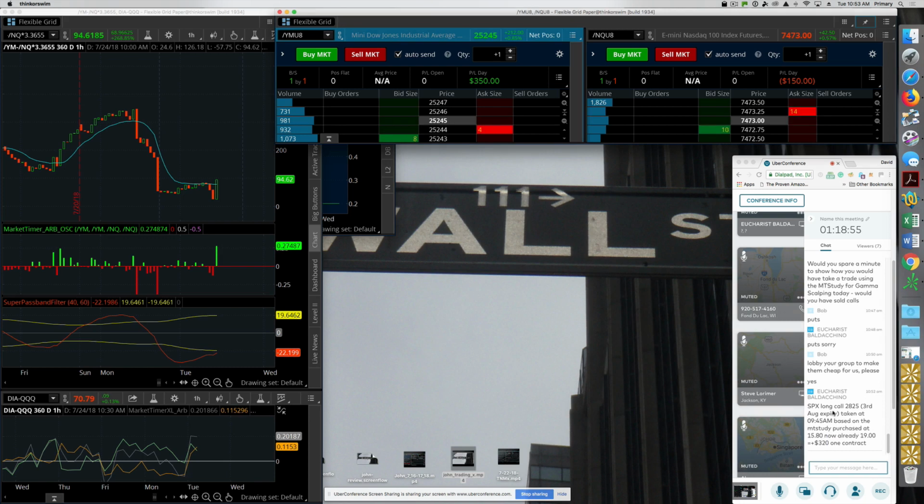The SPX long call 2825 for August, taken at 9:45 based on the MT study, purchase 15. No, it's already at 19, so it's up. Oh, good. Up 320 a contract. Good. Nice job.